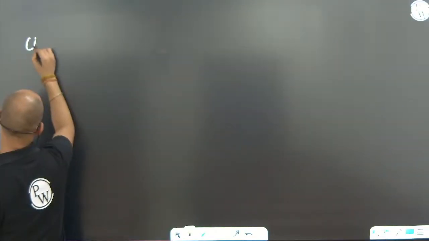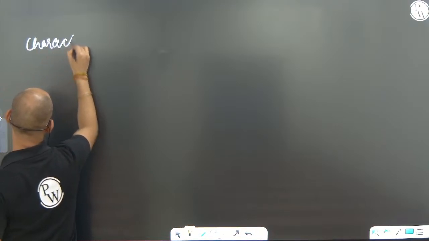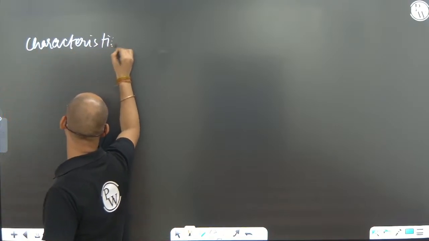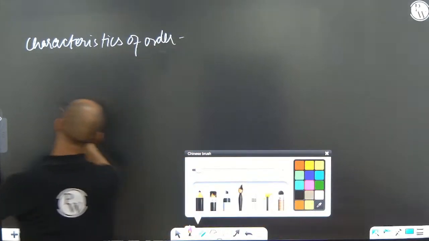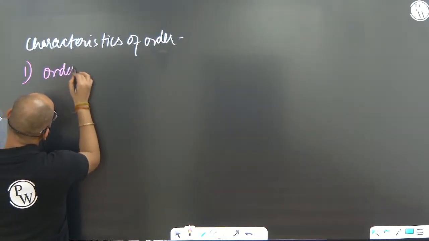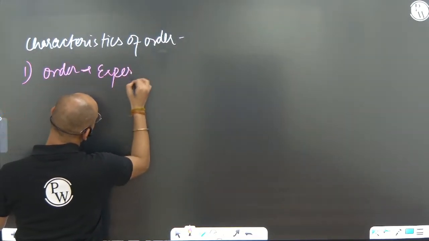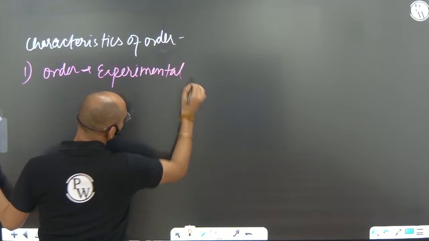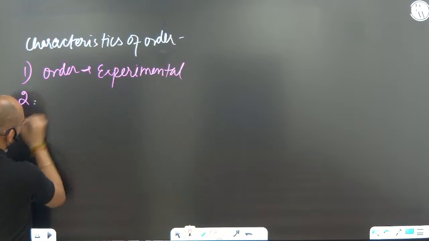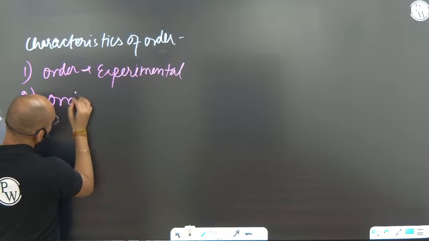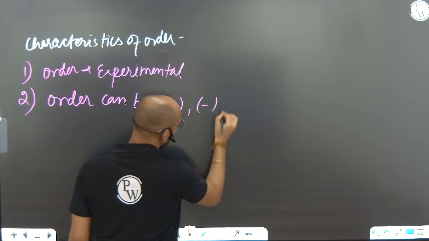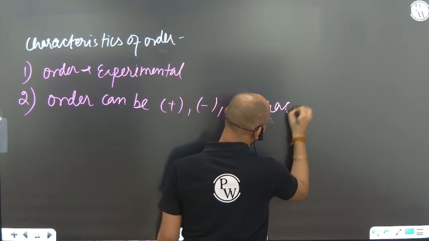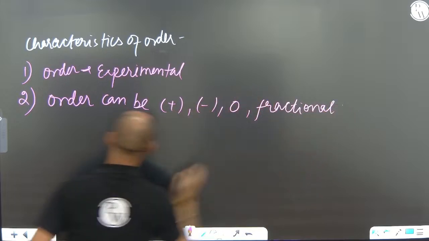There are a few things that I would like to talk about: characteristics of order. Questions may come from here, so please keep in mind whatever I am writing here. First, order is an experimental value. We cannot just look at a reaction and say its order, no, we can never. Next, order can hold any value. Order can be positive, negative, 0, fractional, anything.